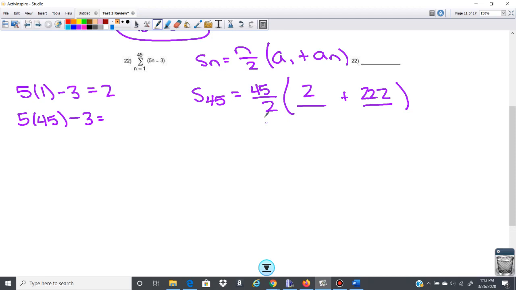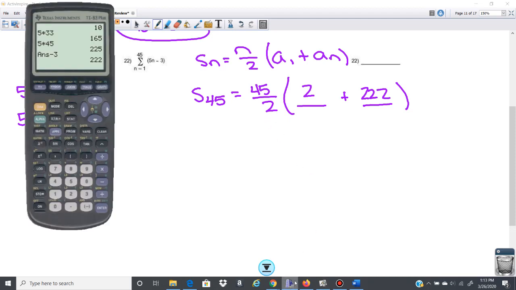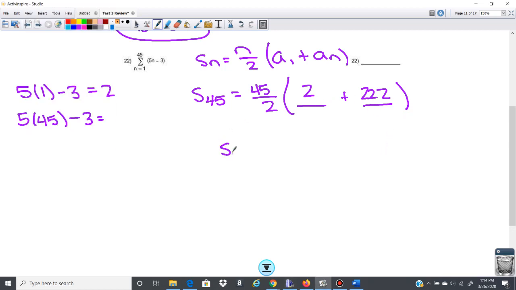Okay, so then we're going to go 45 divided by 2, and then we're going to multiply that by 2 plus 222, which is 224. So that's going to be 5,040. So the sum of our 45 terms is 5,040.